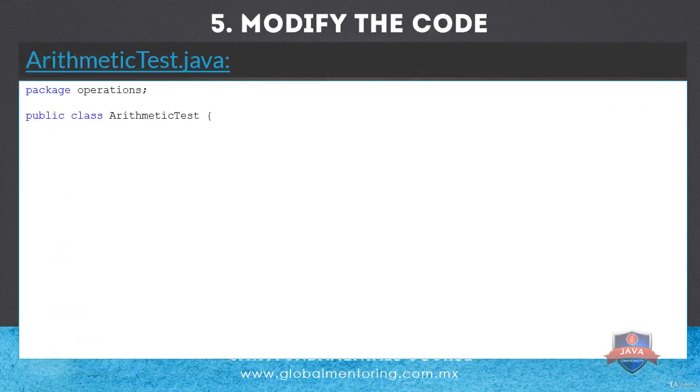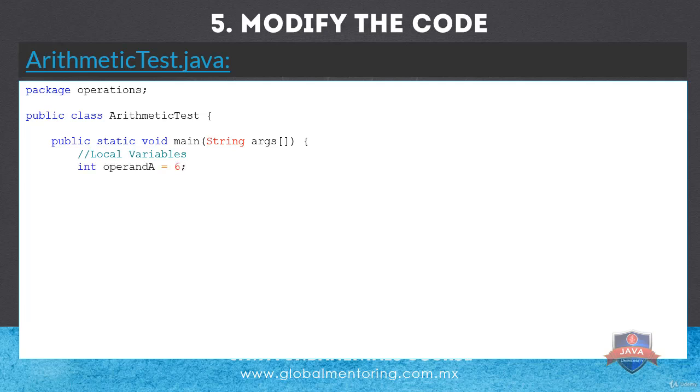And we modify the arithmetic test class. We add the main method and we define local variables. Remember that local variables are those variables that are defined inside a method. So the scope of this variable is local to this method. But if we define attributes in this class, these variables belong to the class. So these variables can be used in any method. But local variables can be used only inside the method they are defined.